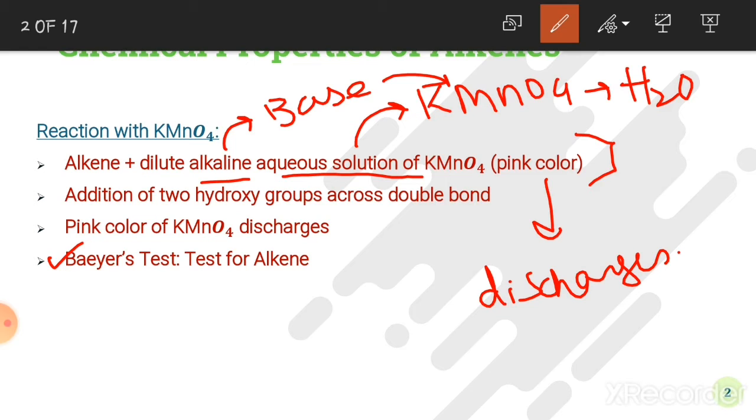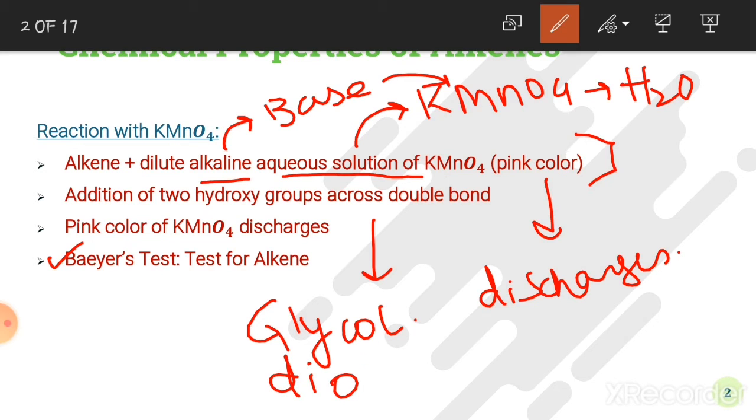The end product of this chemical reaction is the glycol. It is also called diol. Why diol? Because here two hydroxyl groups are being added across the double bond. Since two OH groups are there, therefore it is called diol.